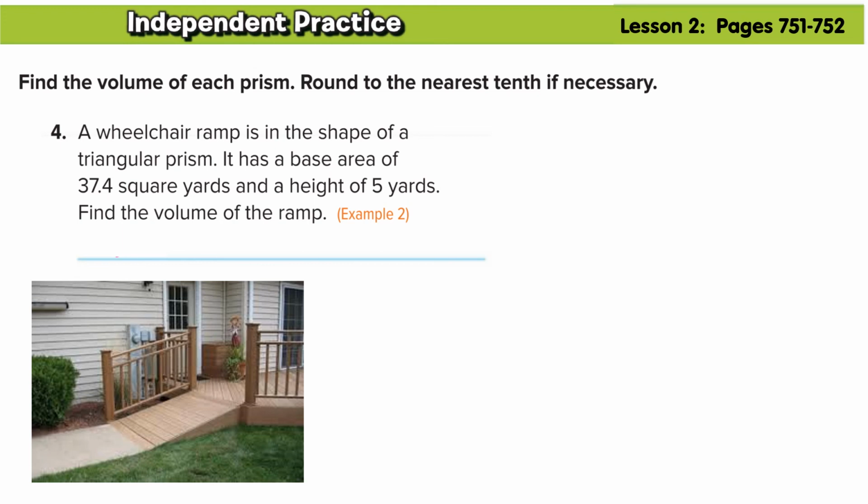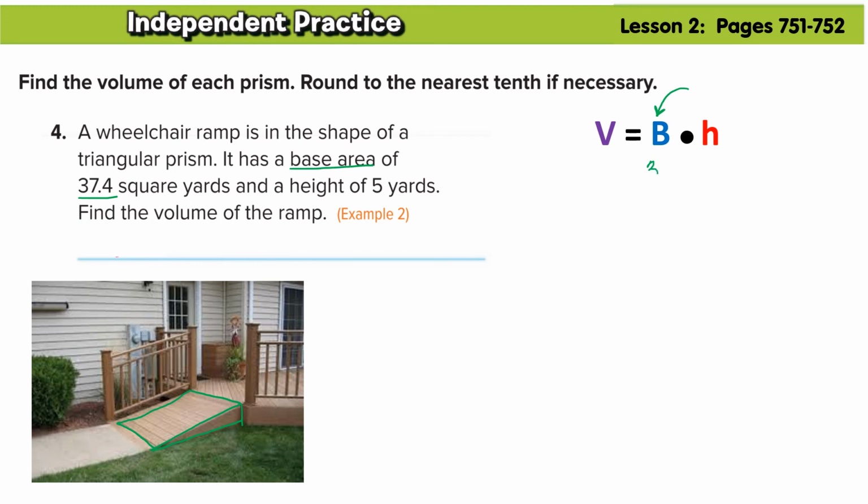So anyway, here we have a wheelchair ramp. So I'm going to outline the triangular prism for you. Okay, so this is a triangular prism right here. And here's the formula. Now, they have told us already that this is the base area. So they've actually given us this number right here. And they said that it's 37.4.